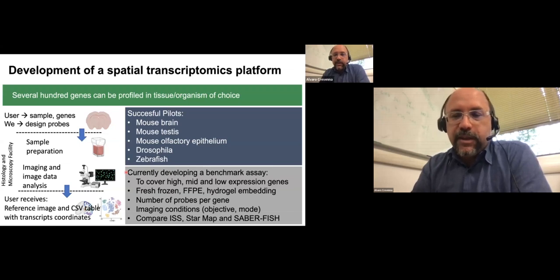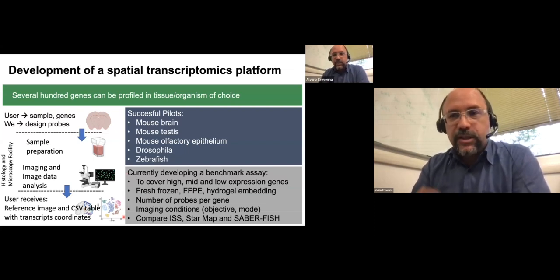The same thing applies if you do hydrogel embedding, which will be necessary if you want to look at thicker tissue textures. We want to understand how the number of spots varies with the number of probes per gene. Because we're in a microscopy facility, we can decide the imaging conditions that are most favorable for that particular project. We have done anything from a dry 20x up to super resolution, which I will show you in a second. And obviously we can also compare the different techniques available.